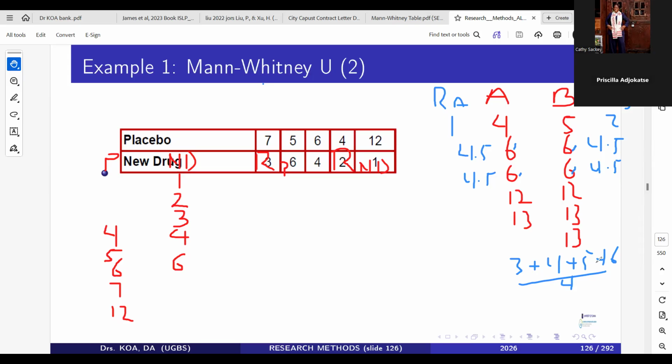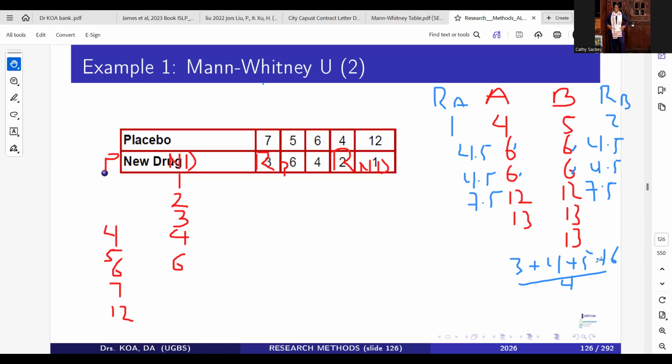The next ranks will be rank 7 and rank 8 because they are all 12. They are all a tie. But because they are a tie, we take the average of 7 and 8, and that will be 7.5 each. So you're going to give this 12 a rank of 7.5, and this one 7.5. And the next rank will be what?